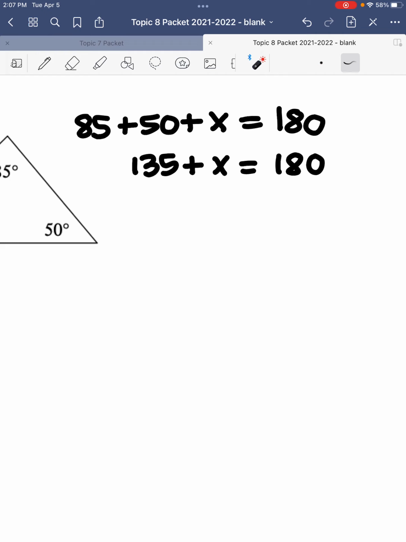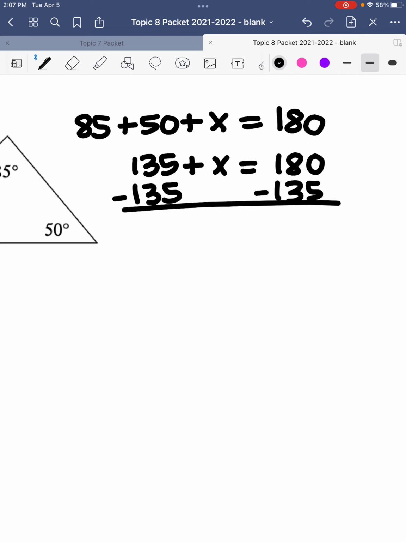Now to get the X by itself, I need to undo this 135. It's positive, so I undo it by subtracting. So I subtract 135 on both sides. So on the side with the X, the 135 cancels out. X comes down, it's by itself. On the other side, 180 minus 135 is going to be 45. 45 degrees is my missing angle measure.